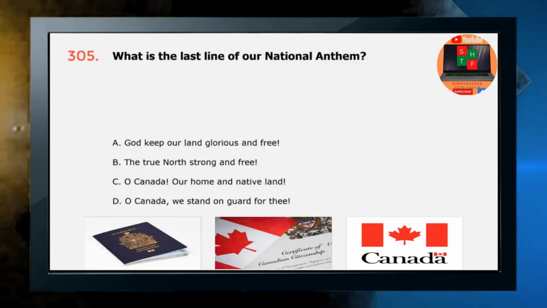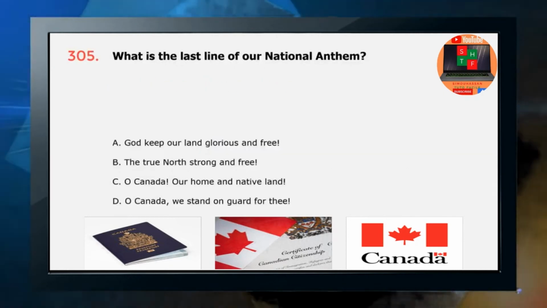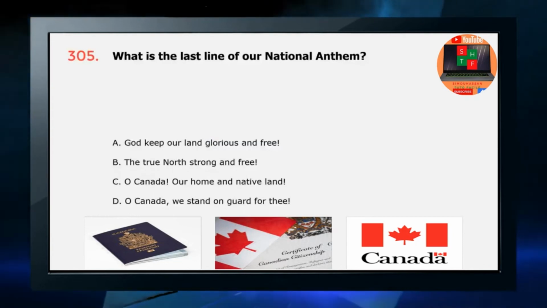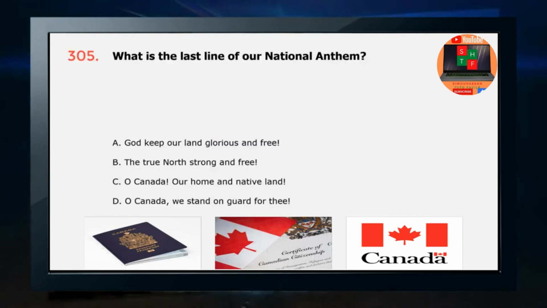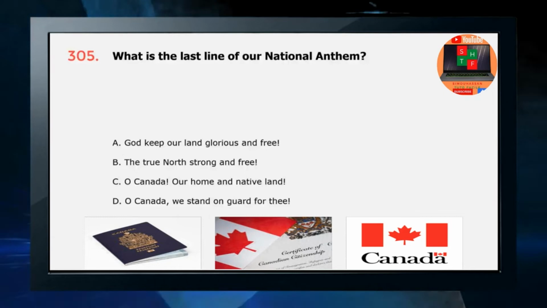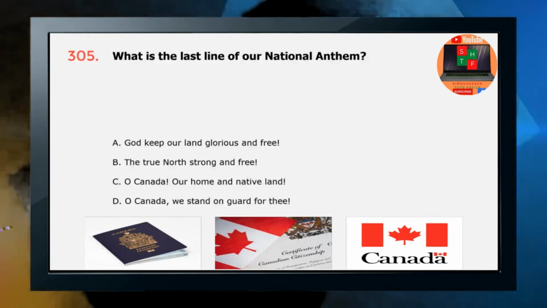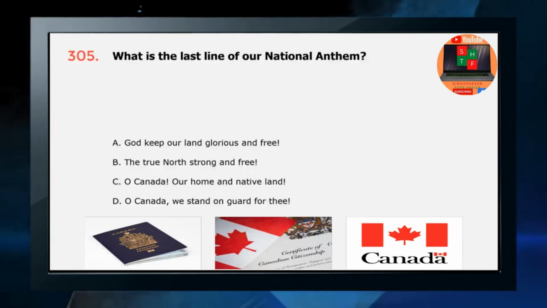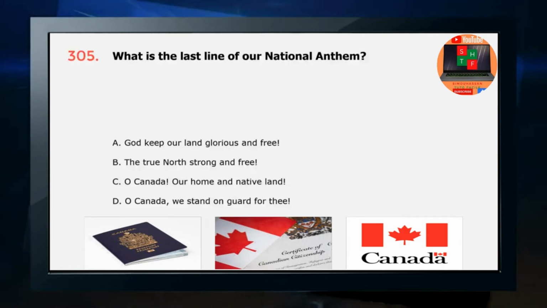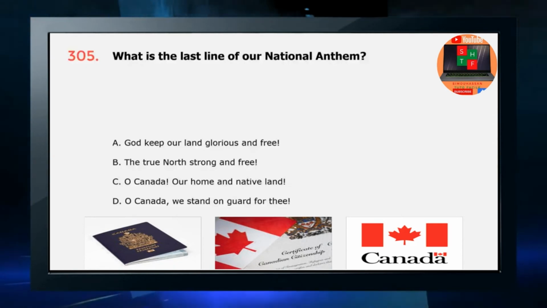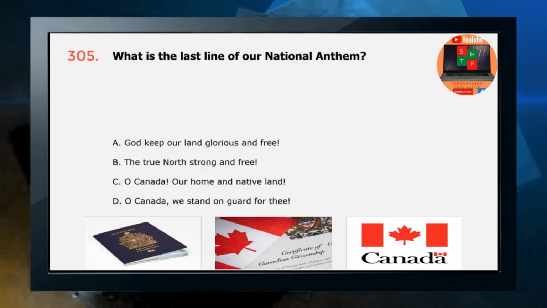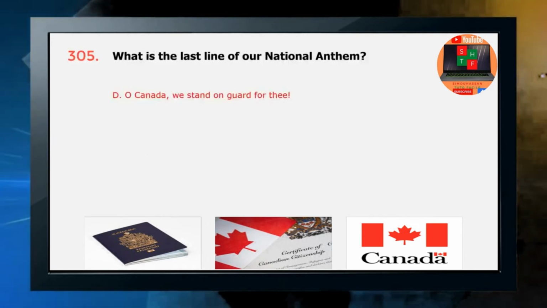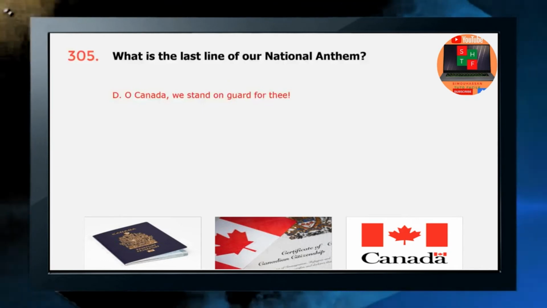Question 305. What is the last line of our national anthem? A. God keep our land glorious and free. B. The true north strong and free. C. O Canada, our home and native land. D. O Canada, we stand on guard for thee. The answer is D. O Canada, we stand on guard for thee.